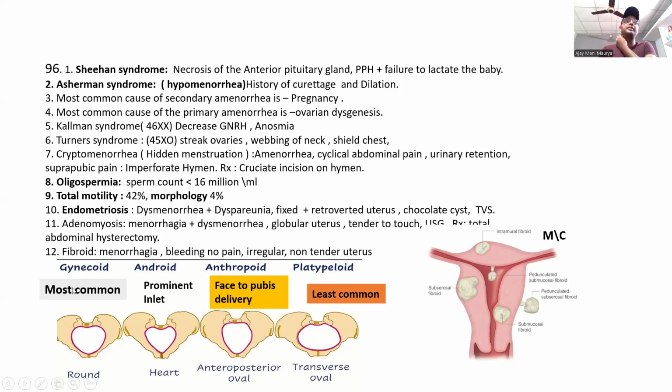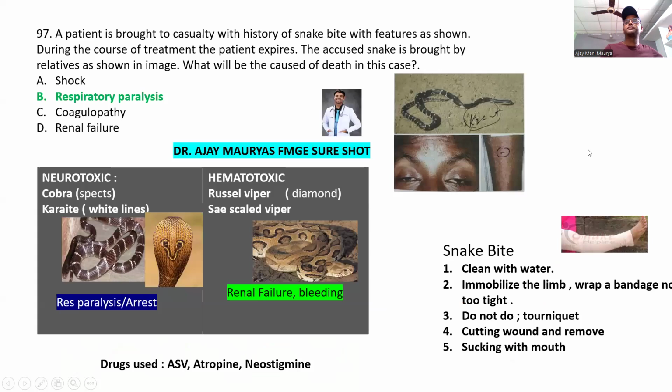And also, guys, we are having the types of the pelvis. They are gynecoid, android, anthropoid, and platypelloid. Most common is the gynecoid, guys, and android has a prominent inlet in males, and in females it is the gynecoid. And face to pubis delivery is seen in the anthropoid, guys, and least common is the platypelloid.